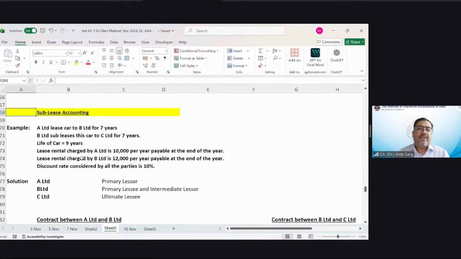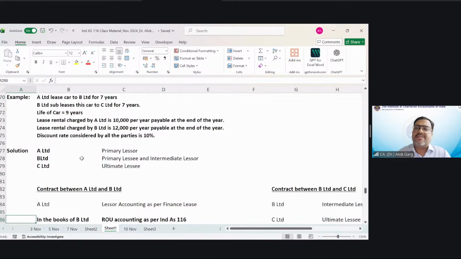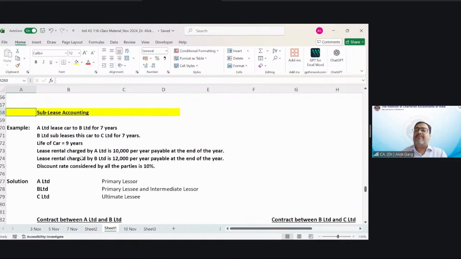Sublease arrangement. Okay. So friends, let's understand with the help of an example. What is meant by sublease? You all understand: a lessor has given an asset to the lessee on a lease basis, and the lessee is again subleasing the asset to another lessee. So understand this with the help of the example. A Limited leases a car to B Limited for 7 years. B Limited subleases this car to C Limited for 7 years. So A to B, B to C.